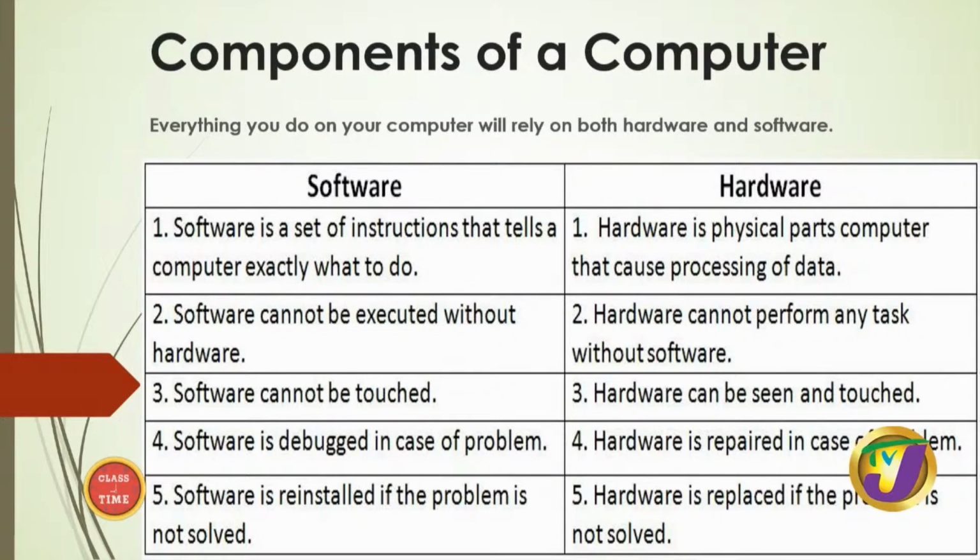Software cannot be touched because it consists of programs embedded into the computer system, but you can see and touch the hardware parts of the computer. Software is debugged in case of a problem. So if you find a problem on your computer system, you can use debugging for the software, but the hardware is repaired in case there is a problem. Software is reinstalled if the problem is not resolved. Hardware is replaced if the problem is not resolved.